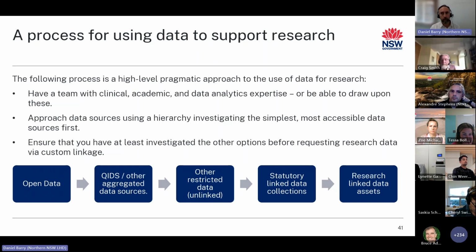But if you decide that that's the only way to do it and you haven't looked through those other data sources, and they could potentially answer your question, you'll spend a lot more time going through that process to develop a customized linkage. So I think looking at the open data first to help with context, and moving through things in that way, is in general a more efficient way to approach your data needs.